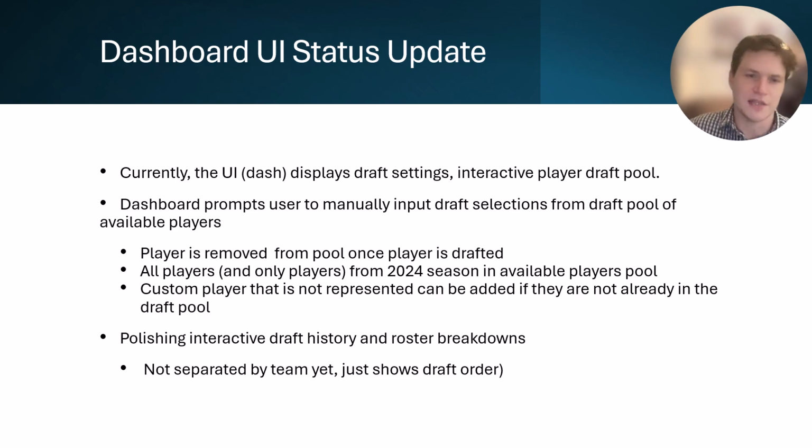We would also like to polish the interactive draft history and roster breakdown section. They're not separated by team just yet. It only just shows the live draft order as it happens. So we'd love to be able to see how each team is doing, see what players have gone to which team, and just the overall history. So we're going to polish that up as well.